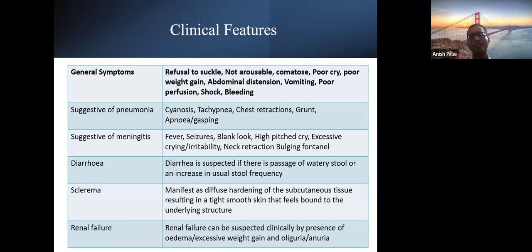From the respiratory system, there could be tachypnea, distress, or even apnea with desaturations. From the cardiovascular standpoint, there could be shock. Abdomen: there could be abdominal distension, loose stool, blood in stool, recurrent vomiting. Renal system: it could be oliguria, anuria. And CNS, we already discussed: it could be very severe lethargy, comatose, or not responding, or it could be irritability, seizures, and blank look. All these symptoms we should have in mind as symptoms of sepsis.